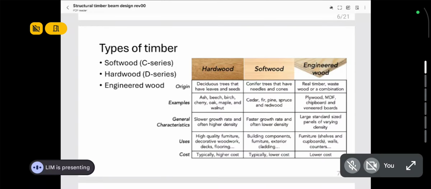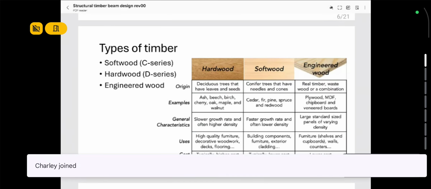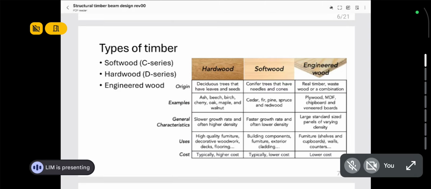Hardwood comes from deciduous trees that have leaves and seeds. Examples of hardwood are wood that comes from ash trees, beech, birch, cherry, and oak. Very hard type of wood. Hardwood grows slowly, but it is normally more dense and usually used for furniture, woodwork, and flooring. And it usually costs more.